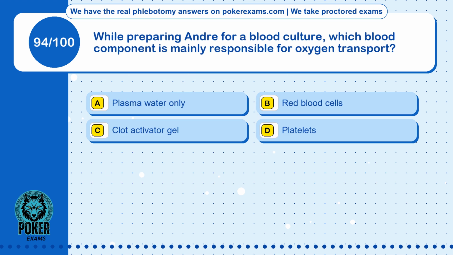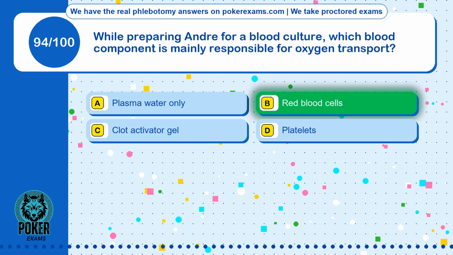Question 94. While preparing Andre for a blood culture, which blood component is mainly responsible for oxygen transport? Option A, plasma water only. Option B, red blood cells. Option C, clot activator gel. Option D, platelets. The correct answer is option B.